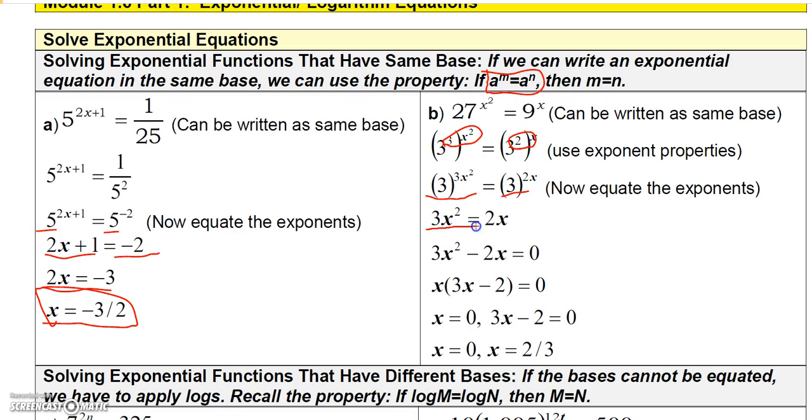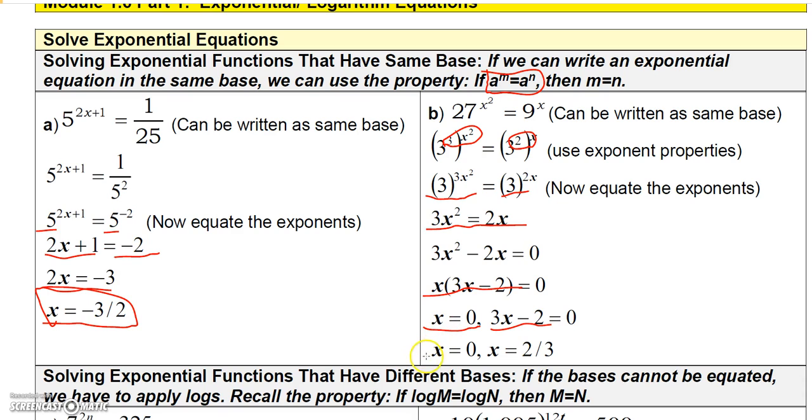To solve the equation 3x squared equals 2x, I'm going to subtract 2x from both sides, and that gives me 3x squared minus 2x equals 0. Then I'm going to solve this by factoring, factoring an x out of each, and I get x as a factor and 3x minus 2 as a factor. The only way this product can be 0 is if x is 0 or 3x minus 2 equals 0.